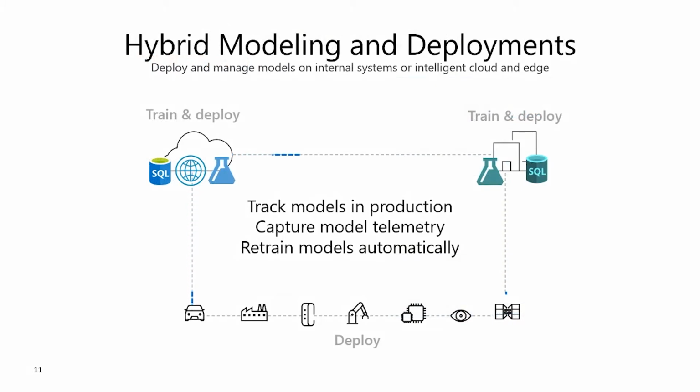So the hybrid modeling and deployment that we offer as a capability with SQL Server on-premise or Azure SQL really helps in training and deploying models as you're moving data from on-premises to other environments, into a cloud environment. And then you're able to track your models in production in different devices and different environments, capture some telemetry, and then retrain the models automatically.